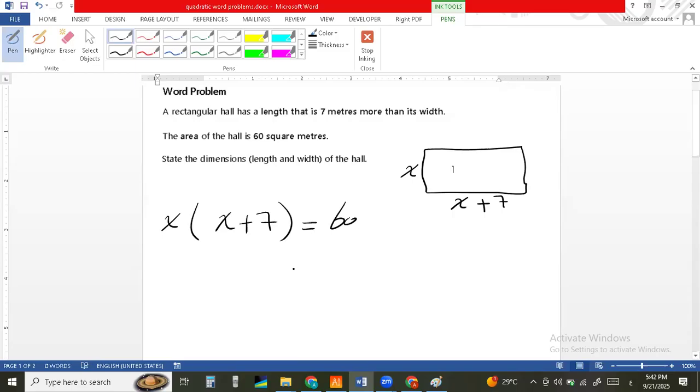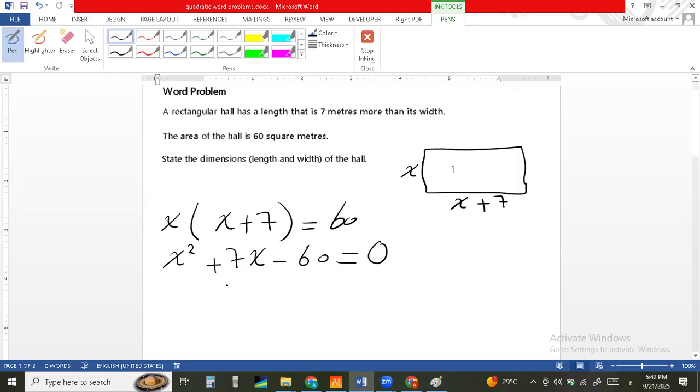Let's do it. Okay, so I'm going to expand. X times x is x squared. X times 7 is going to be positive 7x. And here the 60, I'm going to bring to the other side, but instead of 60, I'm going to make it negative 60. Equals 0. Okay, now I got a quadratic equation. Definitely, if I know what x is equal to, I will be able to get the length and the width. I just need to find what x is equal to. We learned how to solve a quadratic equation: solve it, find the value of x, find the length and the width. So let's continue here.